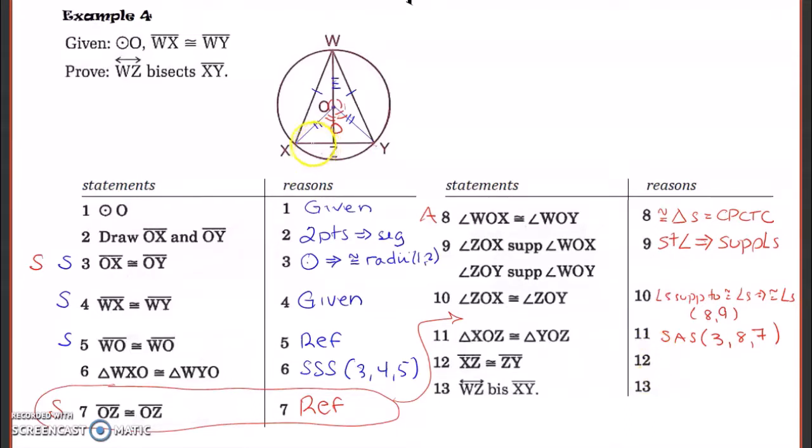And then XZ is congruent to ZY. And these triangles are in line 11. And if a line, point, or segment divides a segment into two congruent segments, then it is a segment bisector. And I just want to go in and make sure that I've marked all of my corresponding parts and that I've noted everything.